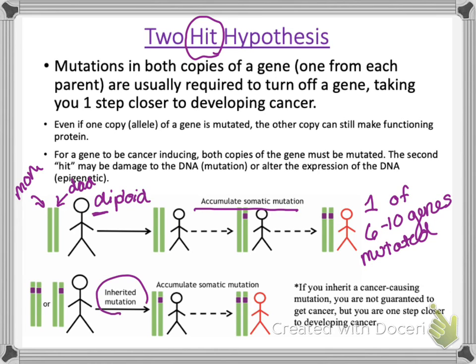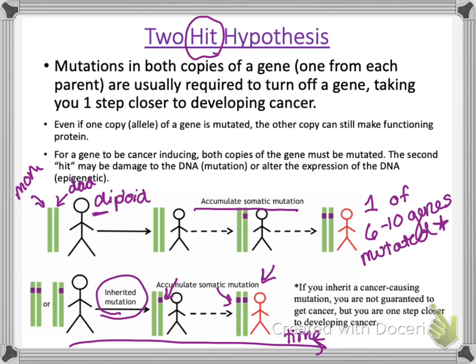Okay, now if someone inherits a mutation, one of their copies is already basically shut down. But if they get a mutation in the other copy, now they have one of the 6 to 10 genes mutated. And notice, if this is time, this happens a lot faster. So if you inherit a cancer-causing mutation, you're not necessarily guaranteed to get cancer, right? Because you got to get 6 to 10 genes mutated. But you're one step closer. You're one gene closer, basically, one mutation closer to developing cancer.